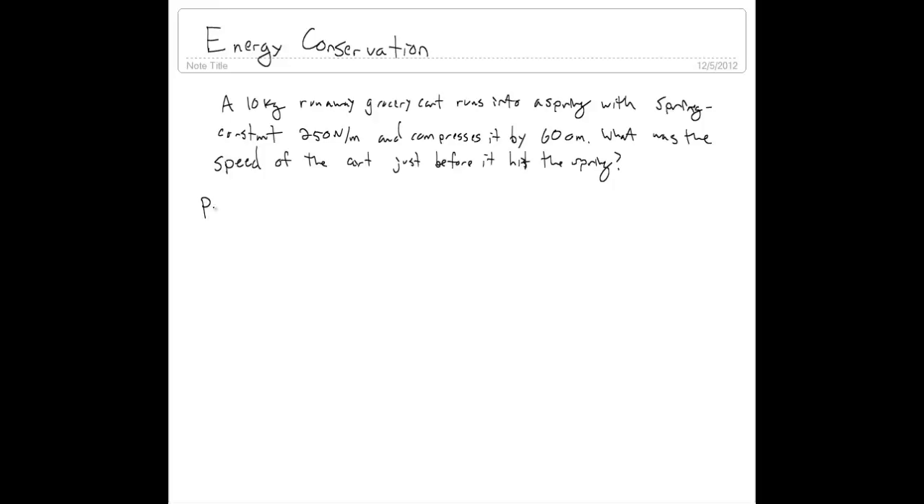So we're going to take the same approach as always: take a before and after picture of what's going on. Before, let's imagine that the cart was originally moving to the right, so there's a wall here. There's a spring which is not compressed, and we have our shopping cart with really big wheels and a handle, and it's moving to the right with some initial speed.